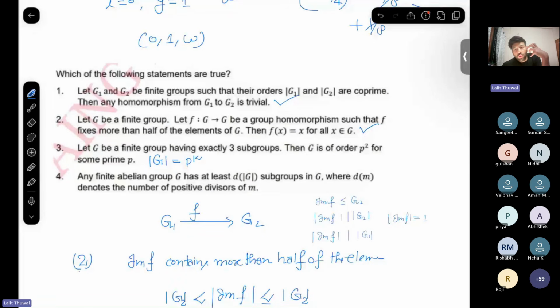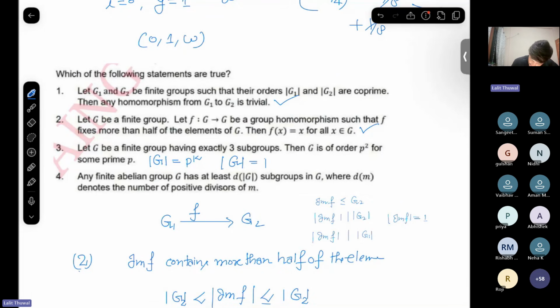Because if two primes, say p and q, divide the order of G, then there are at least 4 subgroups: the identity, the group generated by a, where a is an element of order p, the group generated by b, where b is an element of order q, and the group itself, right? So there is only one prime which divides the order of G. And the order of G must be p square.